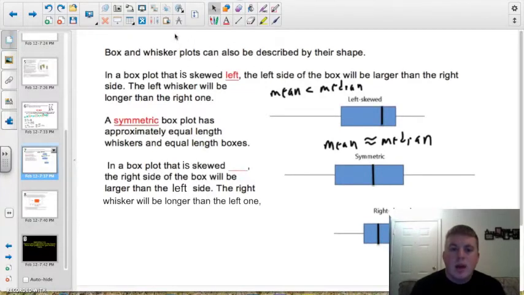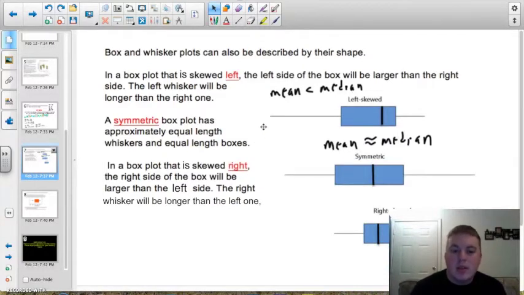In a box plot that is skewed right, the right side of the box will be larger than the left side. Also, the right whisker will be longer than the left one.